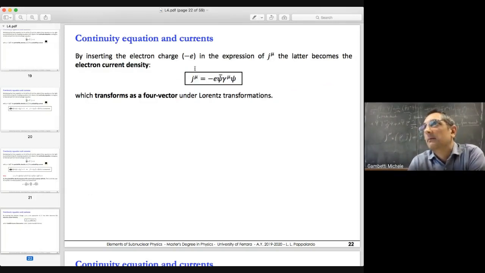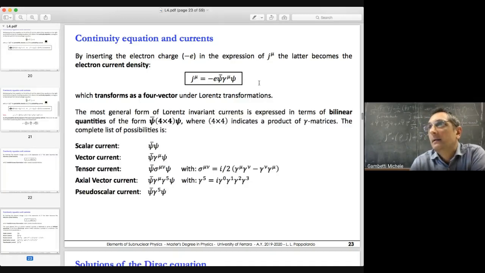Now, we can also multiply our current by a coupling constant. If you use the electron charge, for instance, this four-vector will correspond to the electron current density. And this we will of course use when we deal with quantum electrodynamics. So this object transforms as a four-vector, and it has the physical meaning of the electron current density.